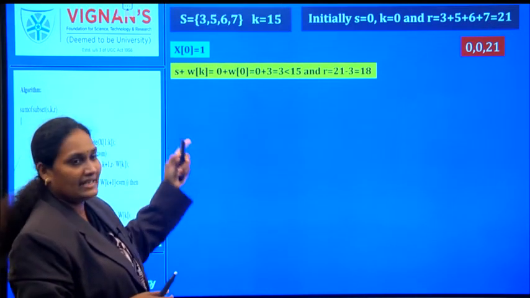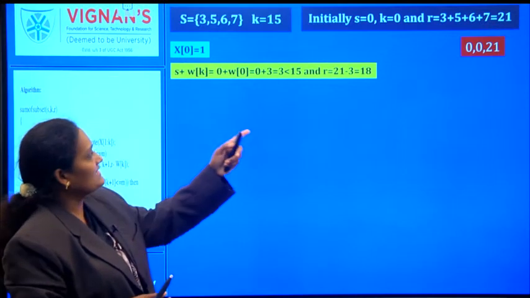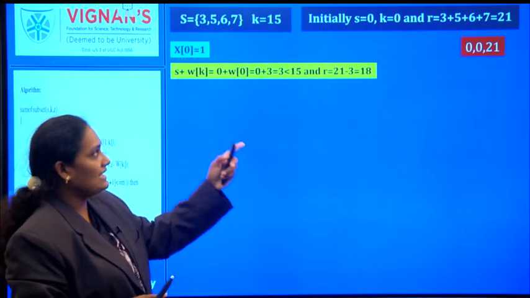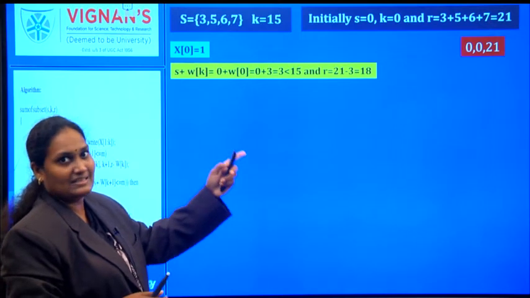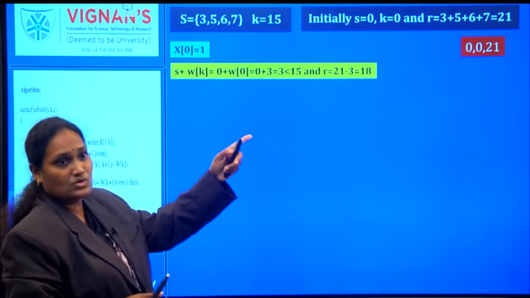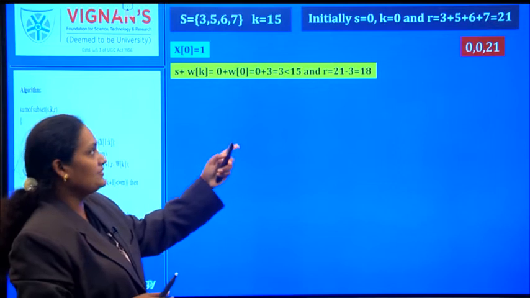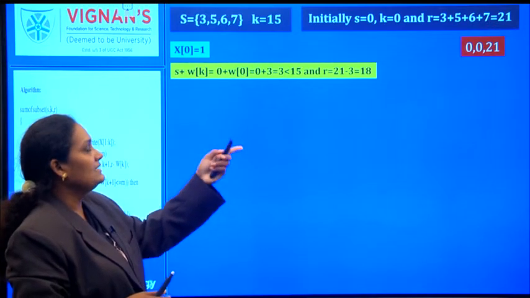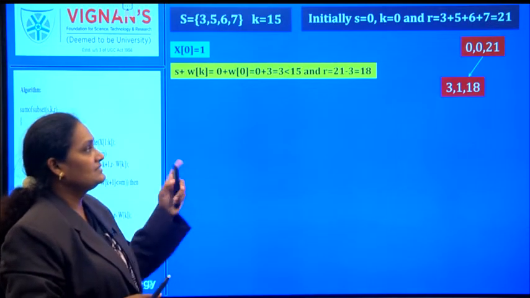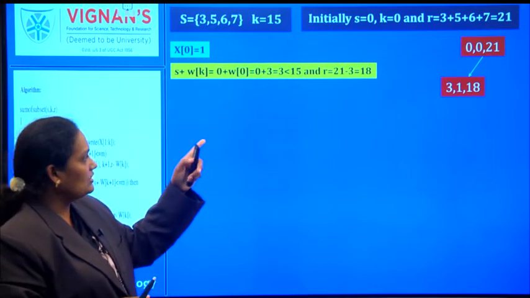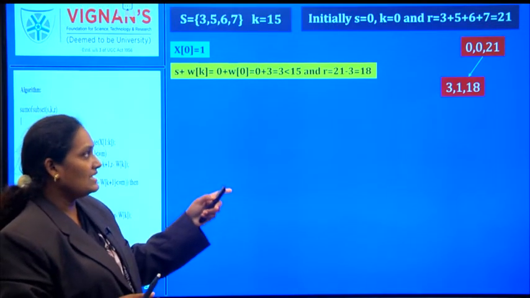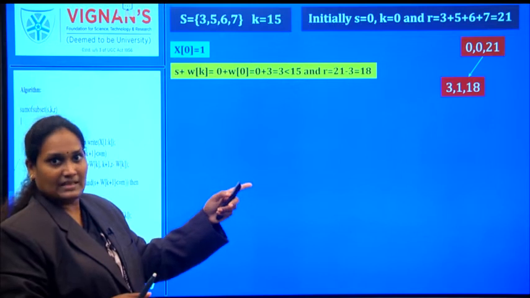Since we added 3 into the subset, we need to subtract 3. The element we added into the subset is to be subtracted from R. So we are subtracting 3 from R, which becomes 18. Now the next node becomes 3, 1, 18. Here the node number is 1, the sum value is 3 and the R value becomes 18.